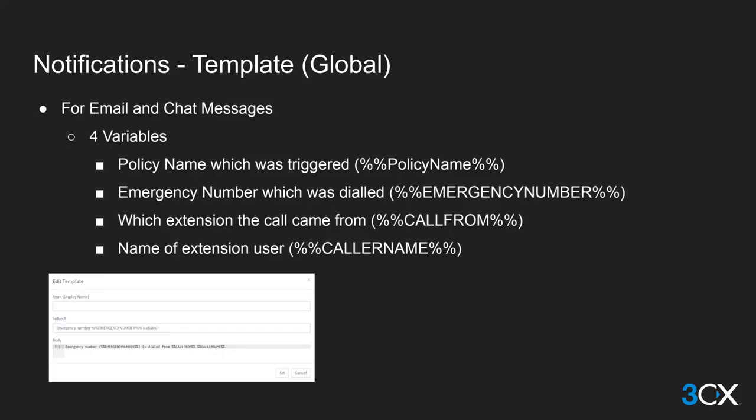In the examples we saw earlier on, we had 911 being configured as the emergency number. The designated personnel receiving the email or chat messages will see that 911 was dialed. The extension which placed the call to the emergency number will also be presented to the recipients of the notification. And finally, the name of the extension which made the call. Sometimes just seeing an extension number is not sufficient to know who placed the call. So we can also present the caller's name, which is taken from the extension first name and last name. These variables can be used multiple times within the message.